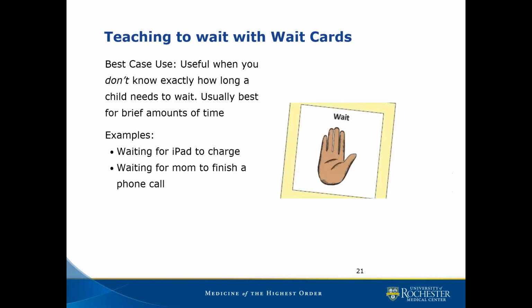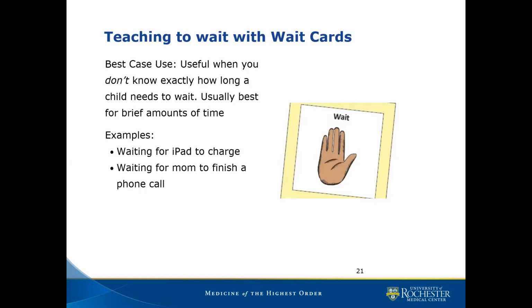So again, this is something that you would probably use when you don't know exactly how long a child needs to wait. Again, usually better for brief amounts of time. But it matters how you train this. So we're starting off small. We're going to use a pretty regular script. And one of the things I had written out prior to this was protocols for how you would actually train up, an example of how you would go through it step by step and what you would do.